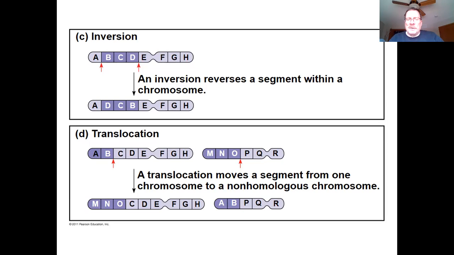Where all of a sudden you throw off the chromosomes themselves. Anyhow, you see what I'm saying. It moves from one to a non-homologous chromosome.